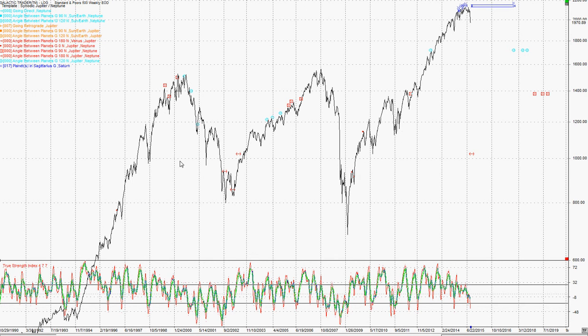When I was looking at these a few weeks ago, that's where I got the idea we're approaching this opposition, and what happened the last time. And if we go back, it's often appearing near a low, the opposition of Jupiter and Neptune. That's all I'm going to say on this one.